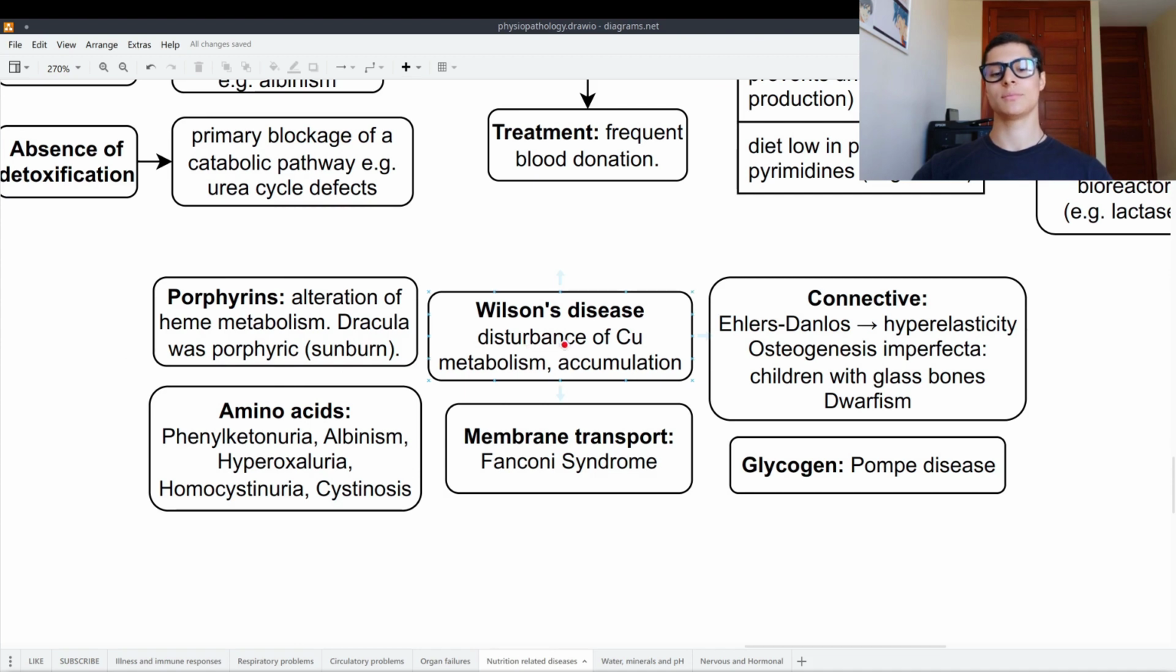Wilson's disease, disturbance of copper metabolism, an accumulation of it. Connective tissue diseases, the Ehlers-Danlos, which causes hyperelasticity. Osteogenesis imperfecta, which causes children with glass bones, and also the dwarfism. Amino acids, phenylketonuria, albinism, hyperoxaluria, homocystinuria, and cystinosis. Membrane transport, the Fanconi syndrome, and regarding glycogen, the Pompe disease.